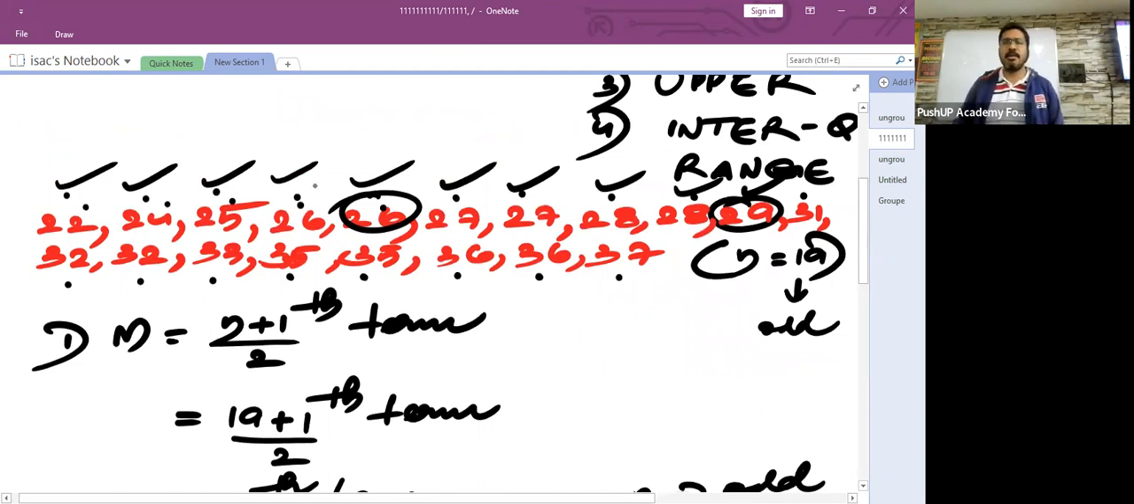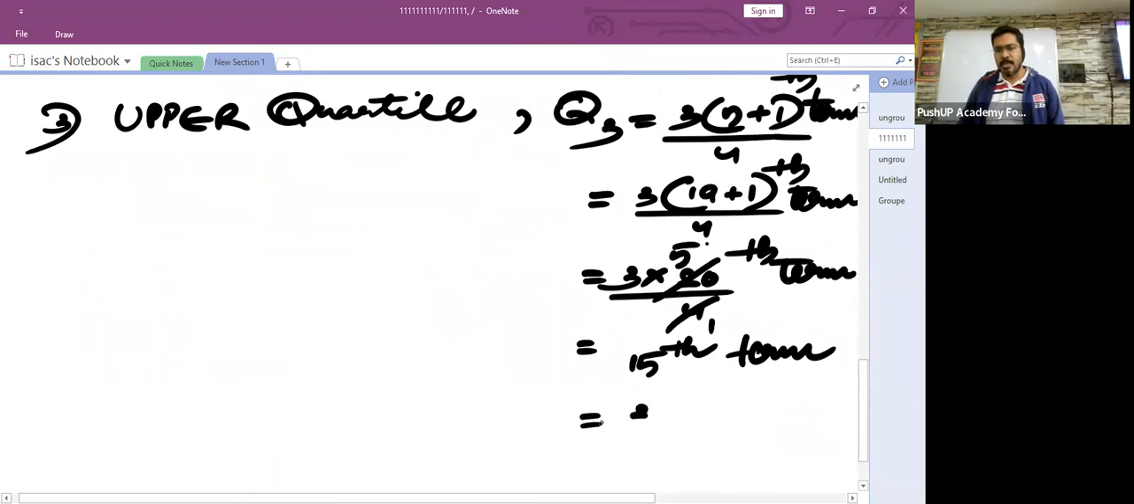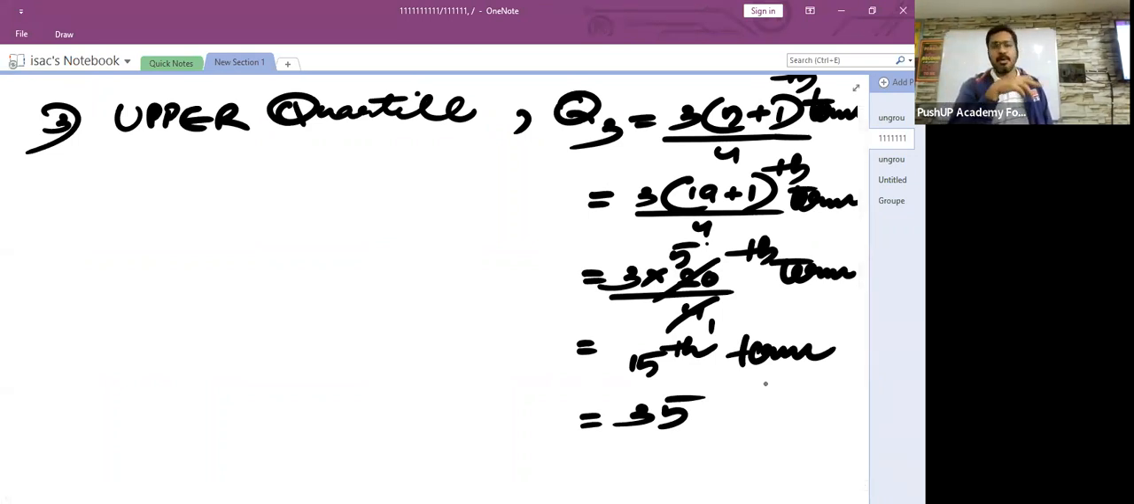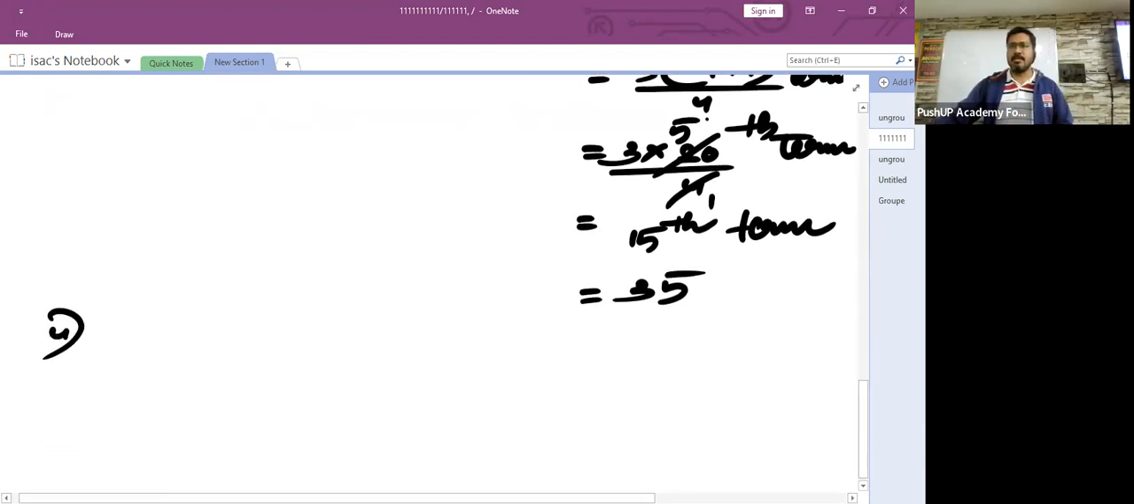Which is going to be the 15th term? 35. Which 35? The first 35 or second? First 35 over here. So the upper quartile is equal to 35. Did everybody get this? Do you all remember this formula which you learned in school, children? Lower quartile is n plus 1 divided by 4. And upper quartile is 3 into n plus 1 divided by 4th term. That's why I'm going a little fast, thinking that you have already learned this. You remember, no? No question?